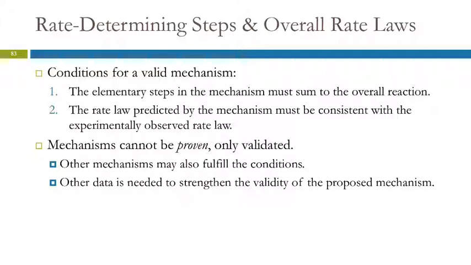Like other things, we can't prove things to be true. We can't prove mechanisms to be true. We can validate them. We can say this meets the conditions. We have no evidence to show that this is not the correct mechanism, but we can't prove a mechanism to be correct. Other mechanisms might also fulfill those conditions, and so we might have two mechanisms that look equally valid. We may or may not be able to do more experimentation to figure out which is the correct one. Okay?